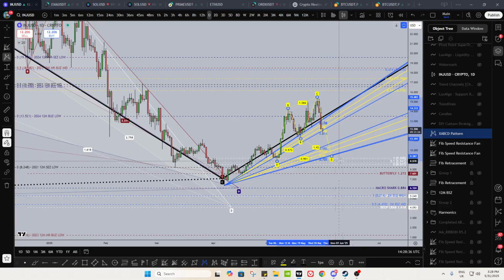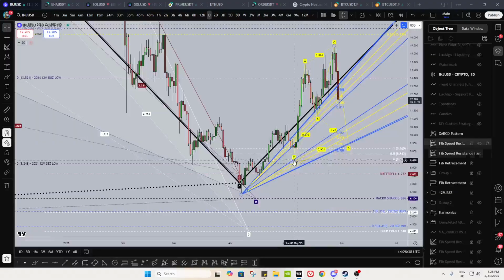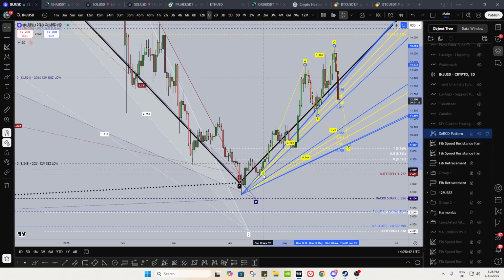Right, so 886, 1 point. So I'm going to go wider. Hang on. Here. So you have targets taking you to these low areas basically. All right, so here's your last one, 0.886.